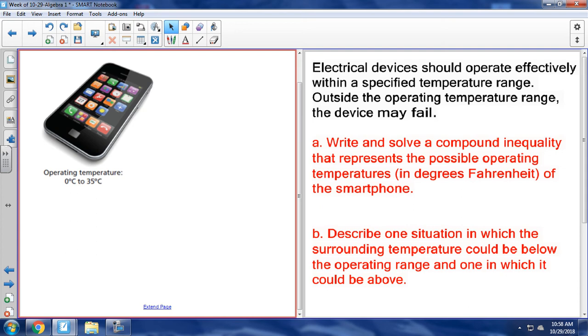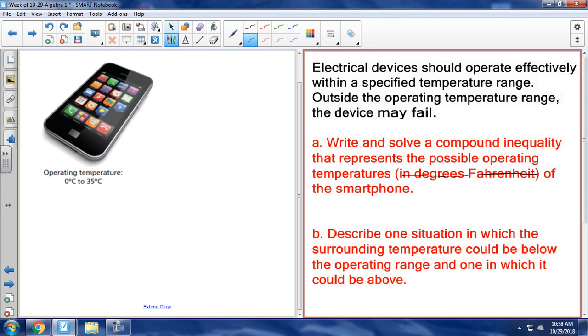What we're going to do is write a compound inequality that represents the possible temperatures of the smartphone. But instead of going in Fahrenheit, can we just go in Celsius for now? We'll start with Celsius. Okay? So let's talk about that. What would be the lowest temperature we could allow?